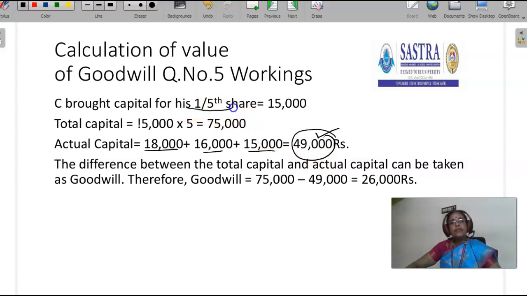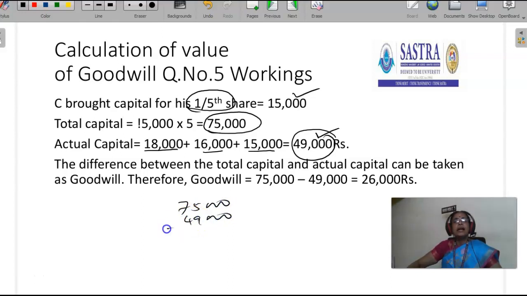Then on the basis of the new partner's capital, we have to calculate the capital of the new firm. So for 1/5 share, he brings 15,000 rupees. And so the total capital of the new firm is 75,000. From 49,000, it has increased to 75,000. So the difference between 49,000 and 75,000 is nothing but the value of goodwill. Okay, this is hidden goodwill.